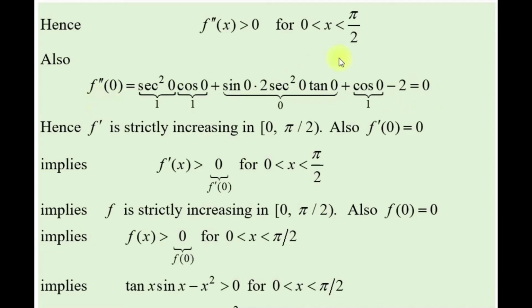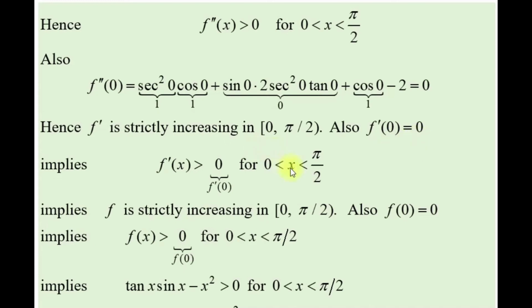Now f double prime of x is greater than 0 for 0 less than x less than pi by 2. F double prime of 0 is equal to 0, showing that the function f prime is strictly increasing in the left closed right open interval 0 to pi by 2, because of the property that the second derivative is greater than 0 on this open interval, and the second derivative is equal to 0 when x is equal to 0. We can see that the derivative is strictly increasing. Also f prime of 0 is equal to 0.